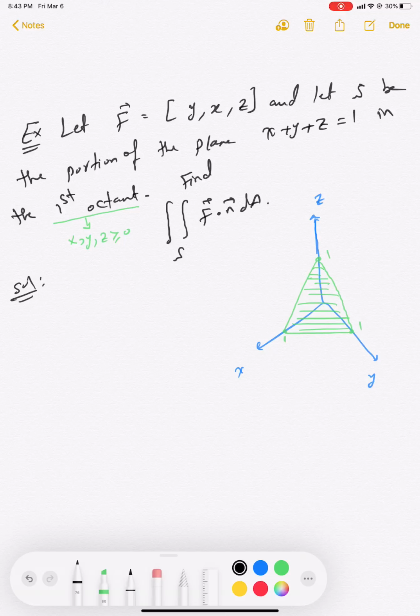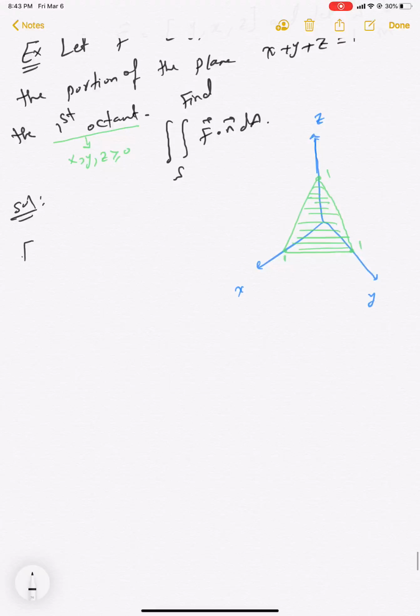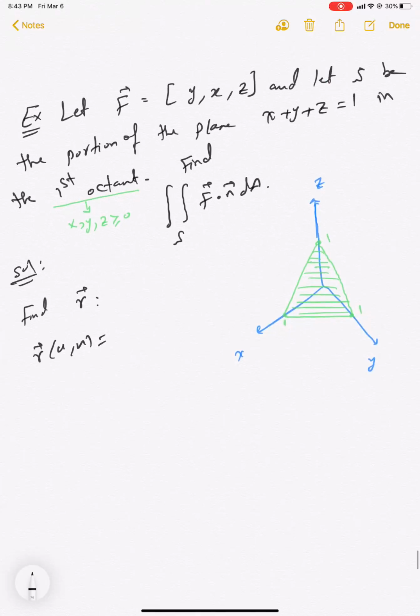So to do this surface integral, the first step is to find the parameterization. I want to parameterize my surface. What is my surface? It's a very simple surface, x plus y plus z equals 1.